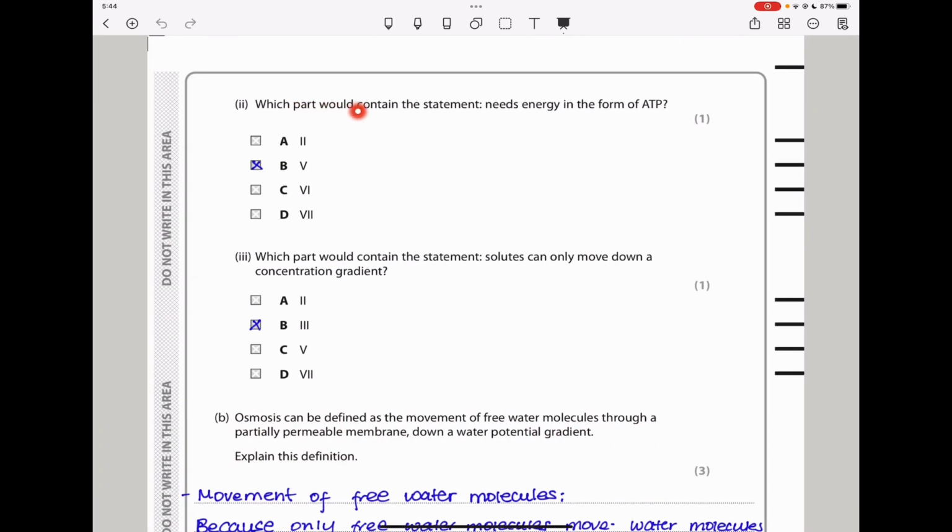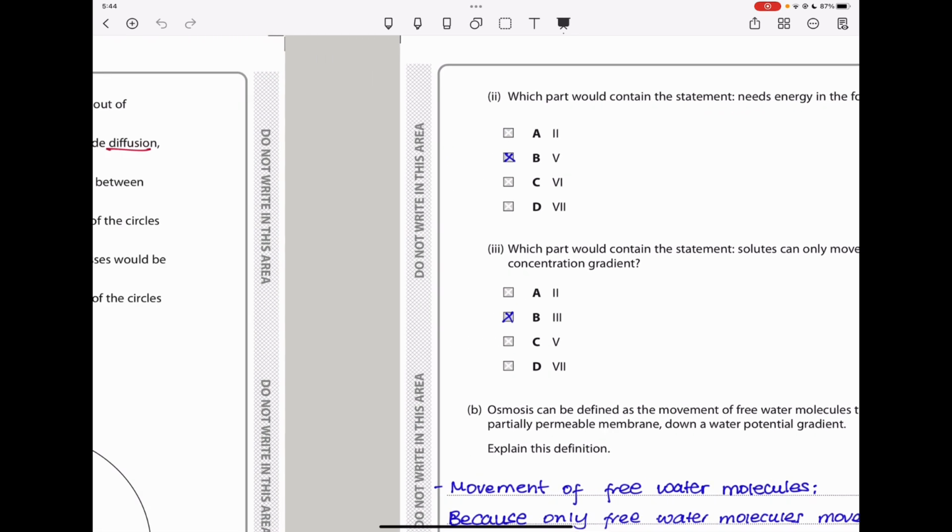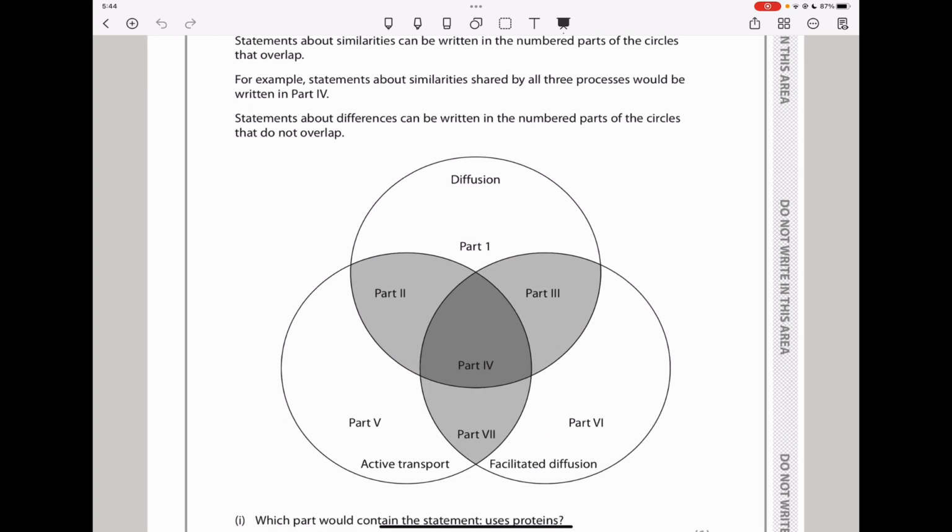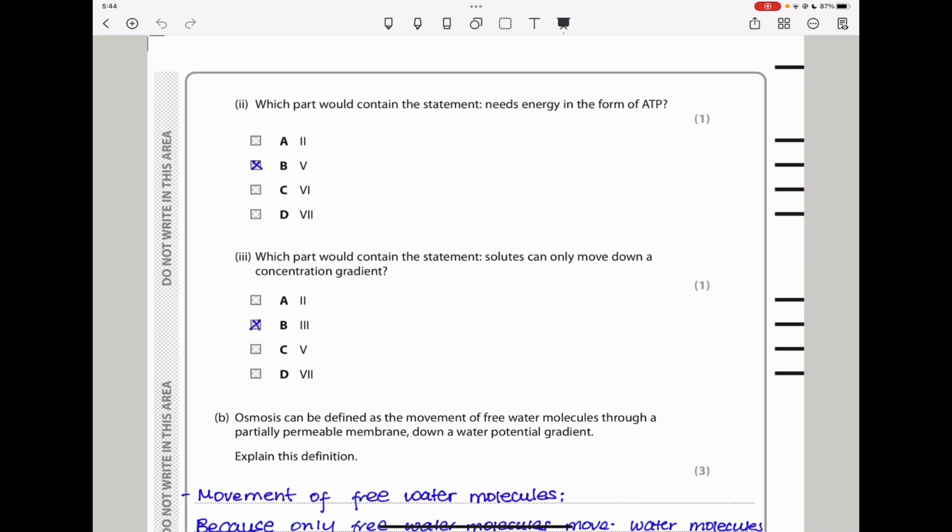Here they ask which part would contain the statement needs energy in the form of ATP. Of course, this is going to be active transport only, and if I take you back, it is going to be part 5. So the answer should be whatever corresponds to that, and that is going to be the B.